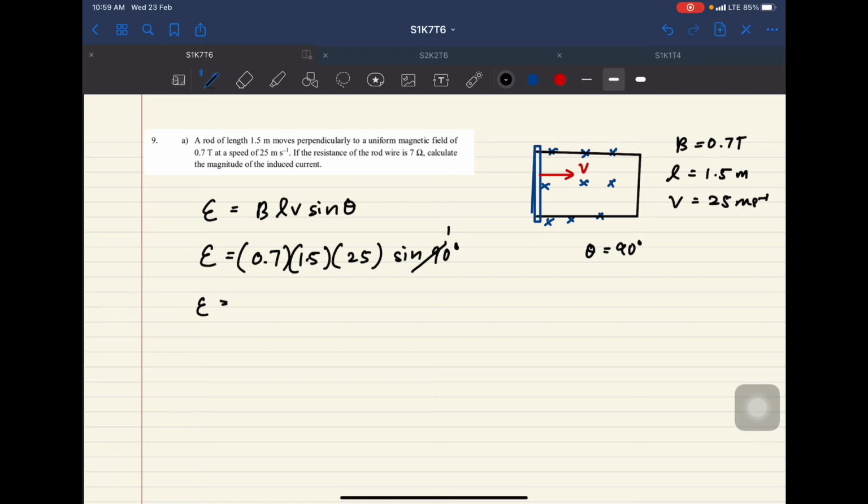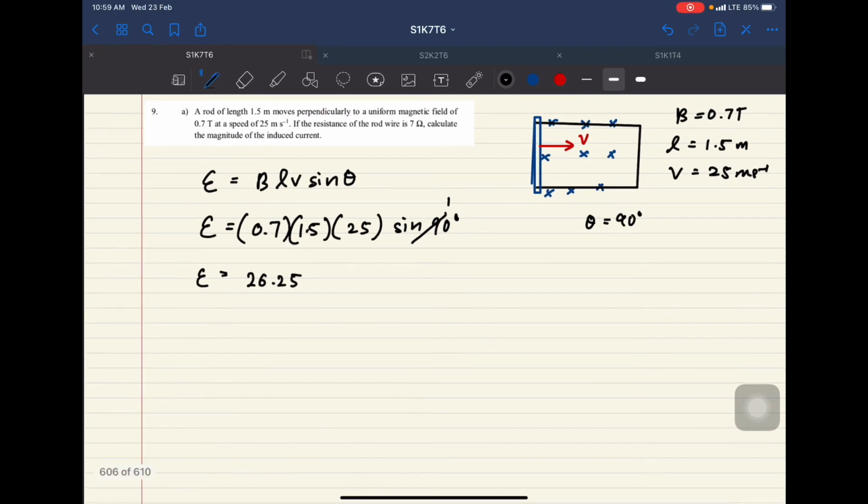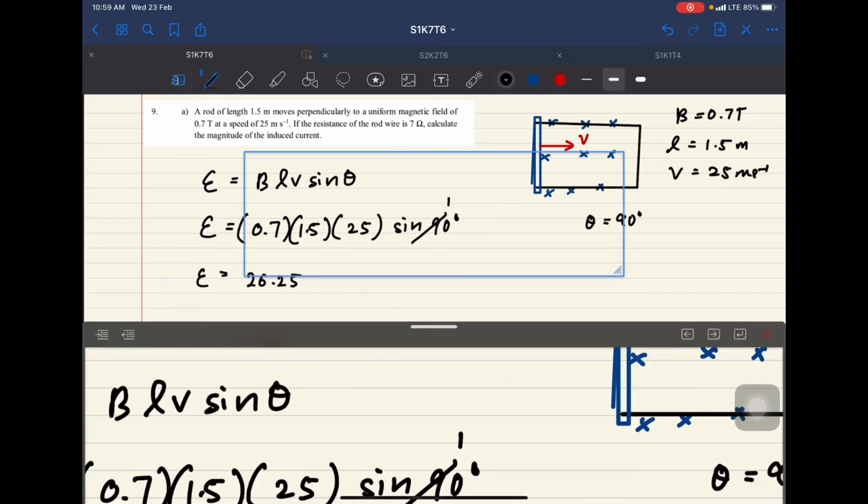I got here is 26.25. Okay, but then it says that if the resistance of the rod wire is 7 ohm, calculate the magnitude of induced current. Okay, this is the induced EMF. So if you want to calculate induced current, you can use V equals to IR. Okay, this is from Ohm's law, and our induced EMF is our V.